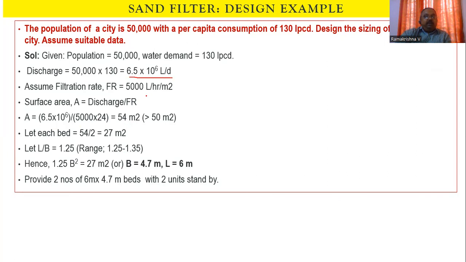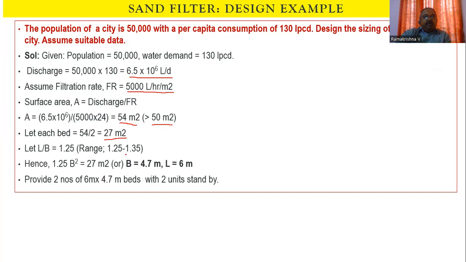So here this is a rapid sand filter. So 3,000 to 6,000 liter per hour per meter square is the filtration rate. If I assume here 5,000 liters per hour per meter square, then I'm calculating area is equal to discharge by FR. So accordingly, what I'm getting is 54 meter square. But the maximum limit is only 50 meter square. So what we have to do, we divide into two. Two beds are to be provided. The area of each bed will be equal to 27 meter square.